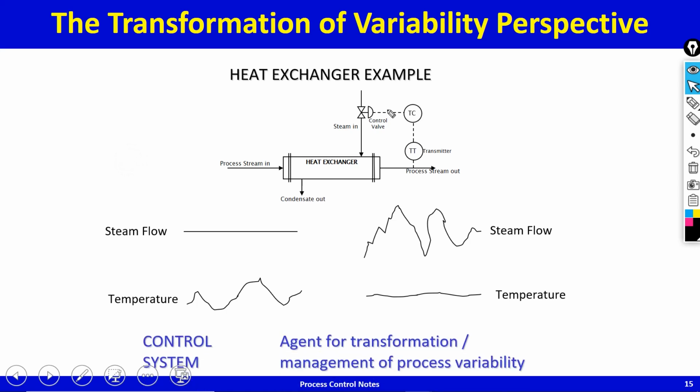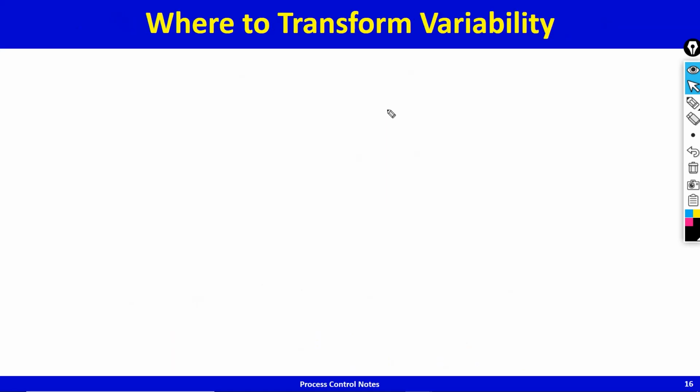And this perspective is what has helped me figure out the plant-wide control problem to a large extent. And I got this perspective from my PhD advisor long time ago. And finally, I do understand now what he was trying to convey. So a control system is an agent for transformation or management of process variability. So the key question that you always ask is, where can we transform process variability?